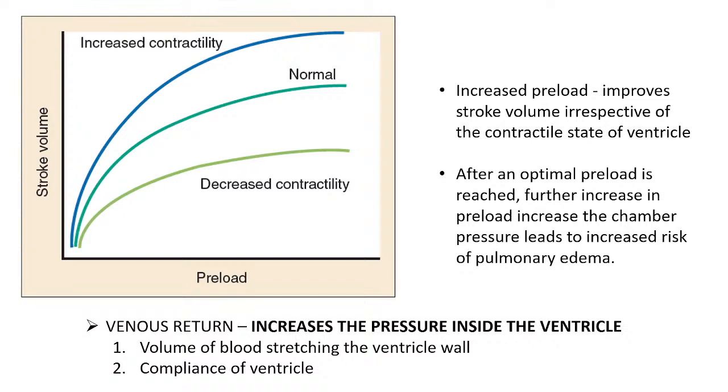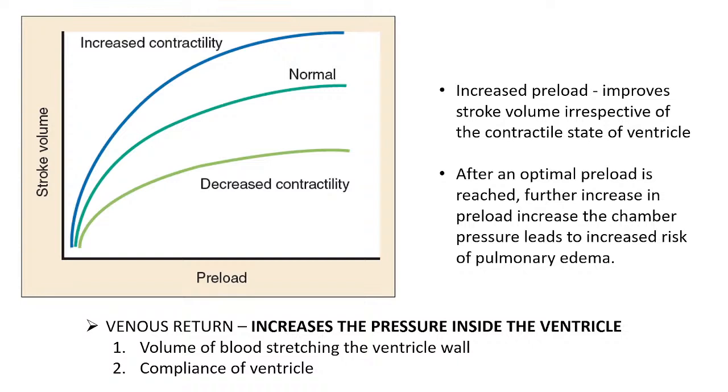Then the second point, as Gibran rightly pointed out, is that after an optimal preload is reached, a further increase in preload doesn't increase the stroke volume; it becomes a flat line. As the venous return increases, the end diastolic volume increases and the force of contraction also increases, and as such it increases the stroke volume. The other thing about venous return is that it increases the pressure inside the ventricle also.